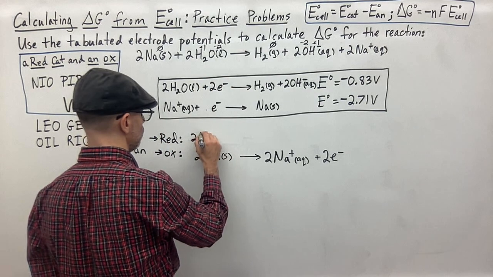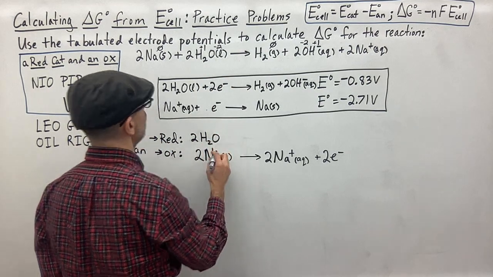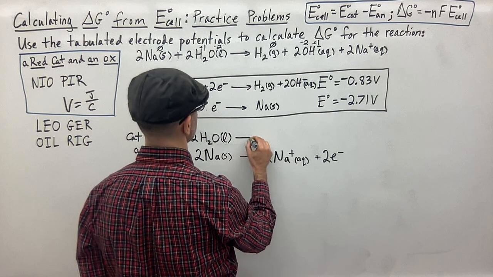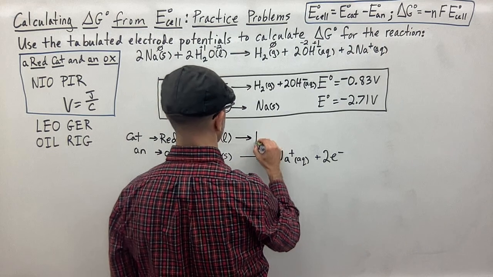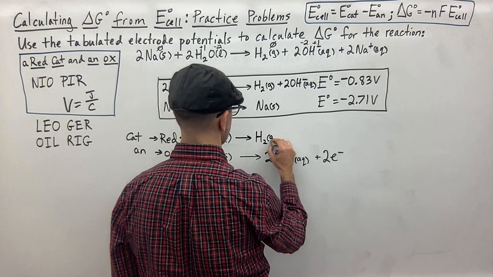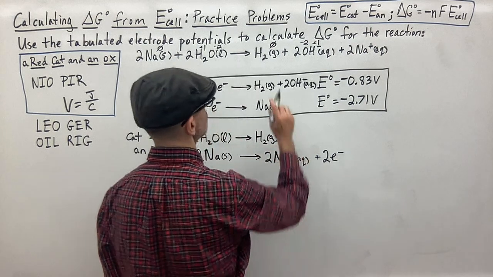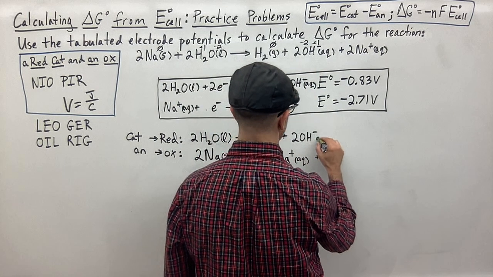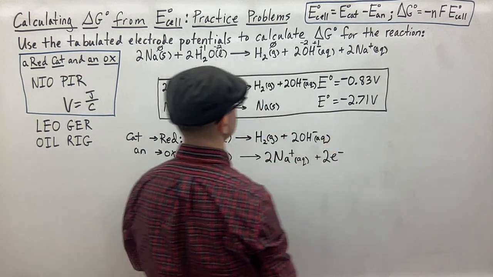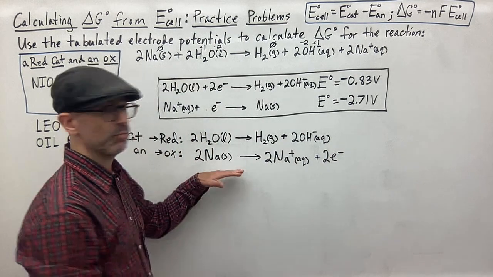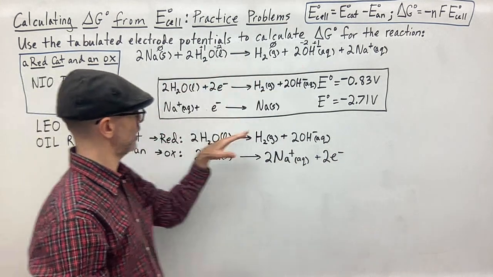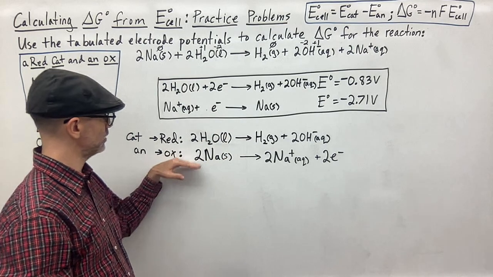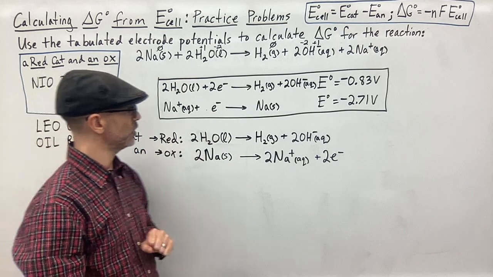So we have 2 H2O liquid, and that's becoming H2 gas, plus we have the 2 OH- aqueous. So now we've broken this equation down into its 2 half reactions. So the sodium is being oxidized, the water is being reduced.